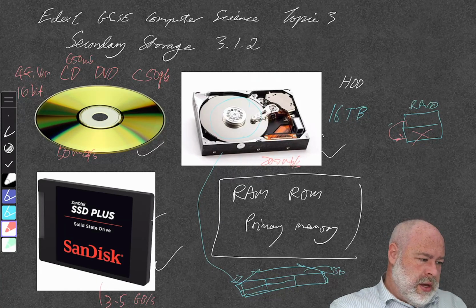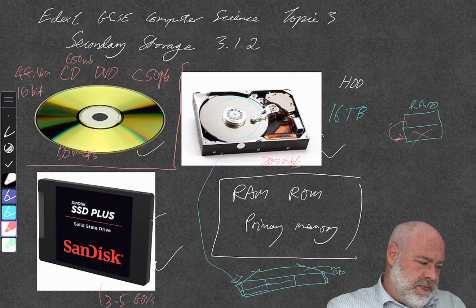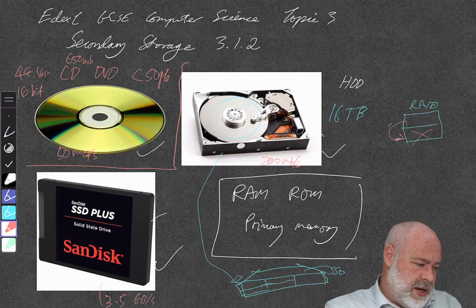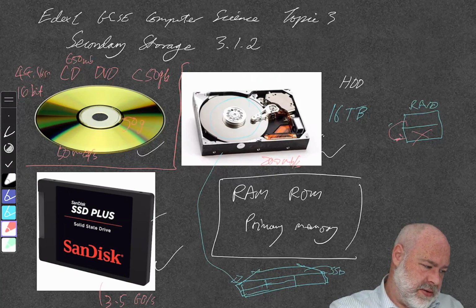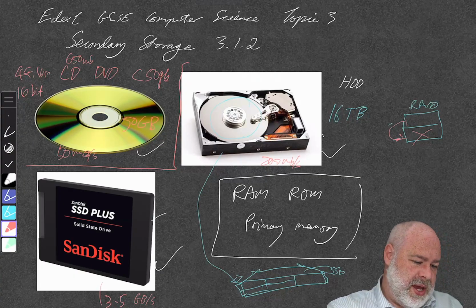Okay, so let's just talk a little bit about the advantages of optical storage then. They're very cheap. You could get about 50 gigabytes, use capital G for that, for about 50p, 45p, something like that.